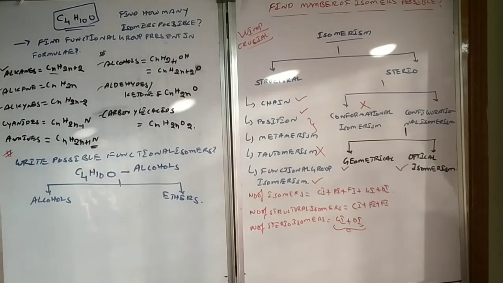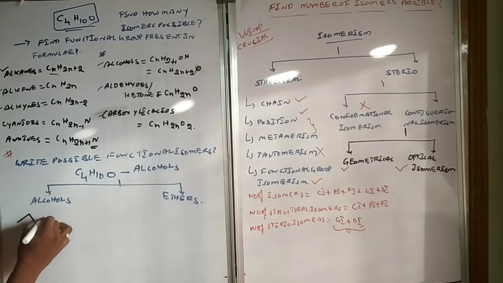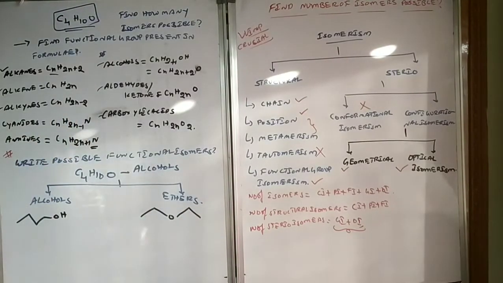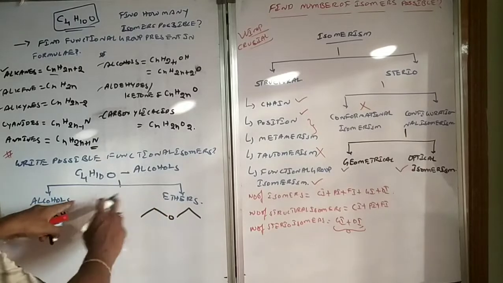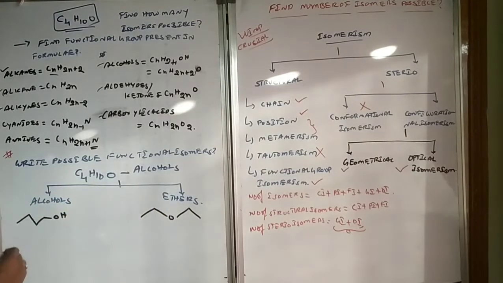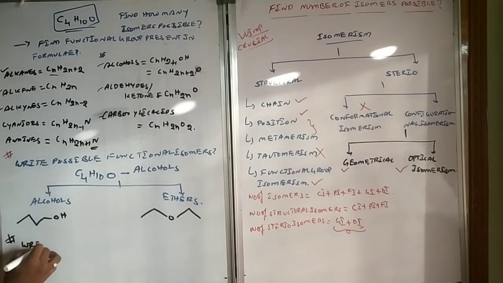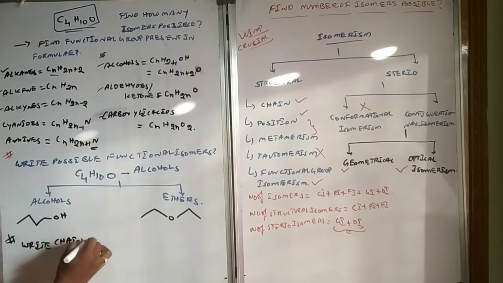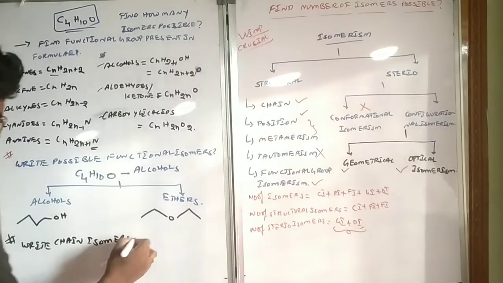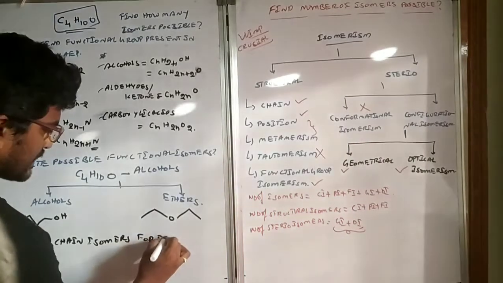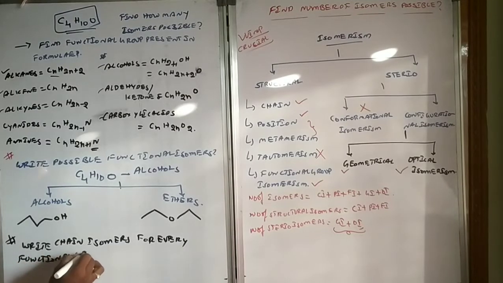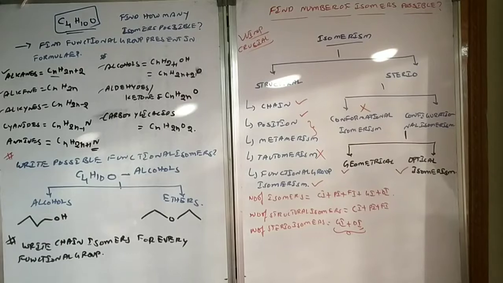Now, after finding the functional isomers, what you have to do? C4H10O means you can have alcohol, you can have ether. So we have written the possible functional isomers. The next thing is to write chain isomers. Write chain isomers for every functional group.